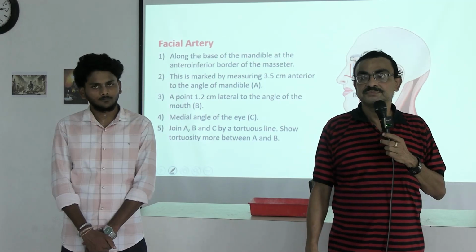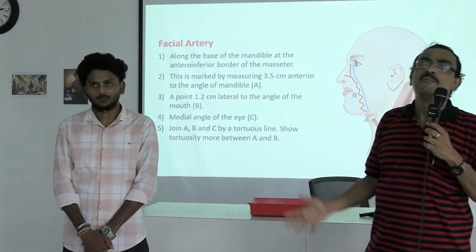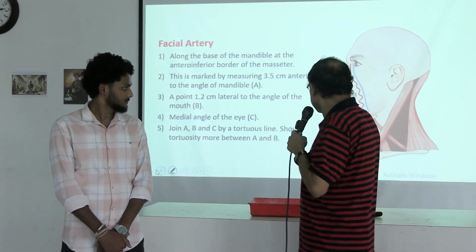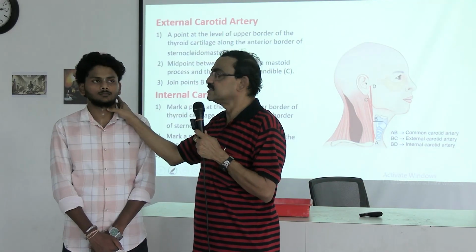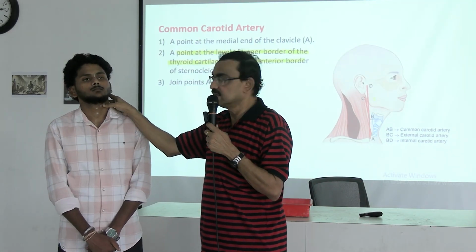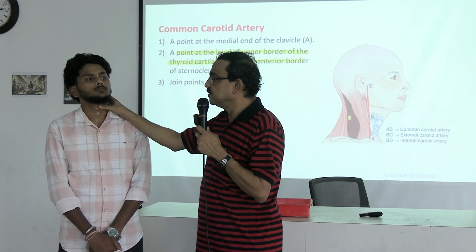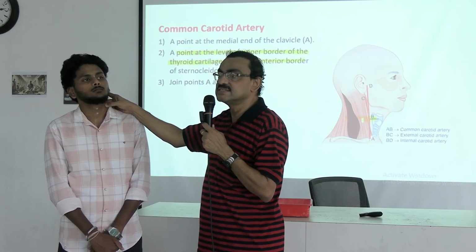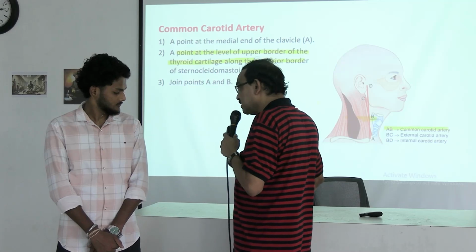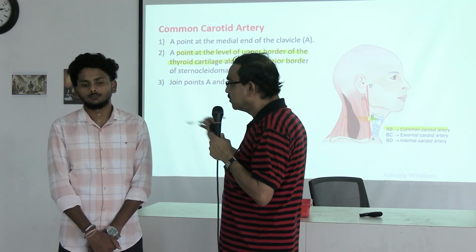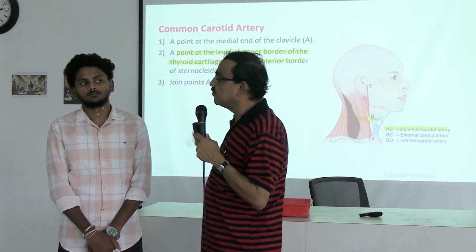Next, bifurcation of common carotid artery, already you know. This is the upper border of the thyroid cartilage, and we can feel, and this is the sternocleidomastoid. So this point is the bifurcation of the common carotid artery.